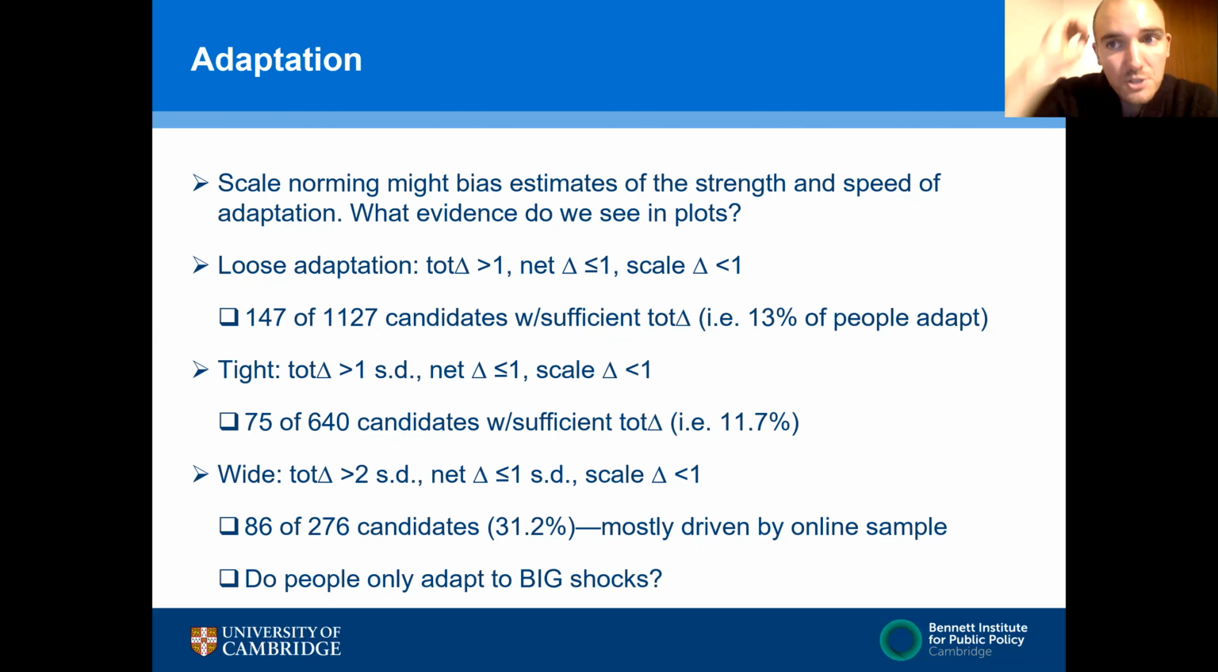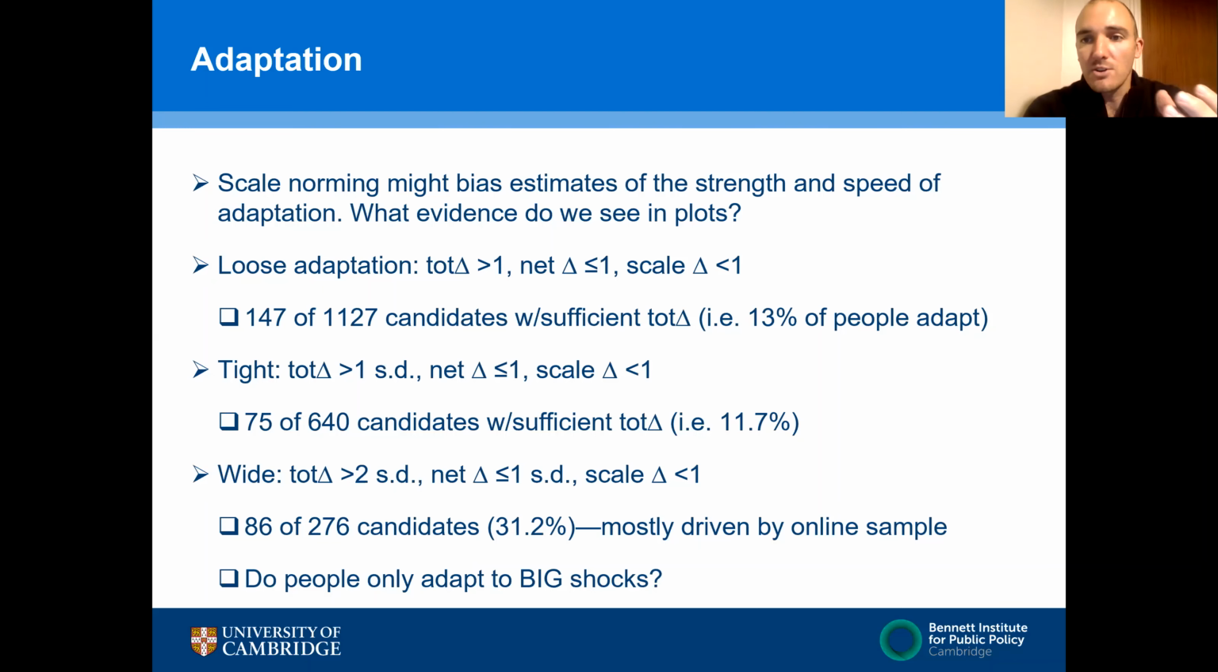So the loose definition, I'm actually just going to jump ahead to the tighter definition. Say we have a total change of greater than one standard deviation. So this is about 5 points or 5.5 points of volume or volatility in the scale. So quite a lot of change occurring, but a net change of less than or equal to one, a scale change of less than one. The idea here is that this person has had a shock that they're going to adapt to. Have they actually in fact adapted? So going boom, did it come back down? Which is what scale norming would suggest.